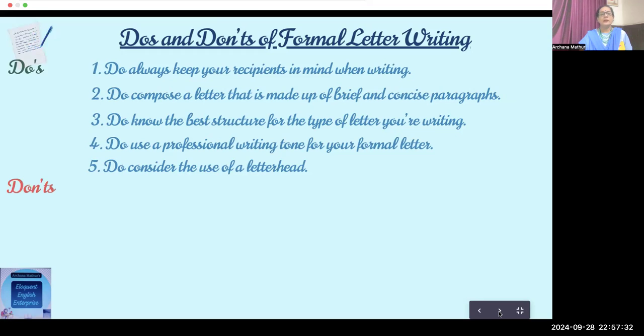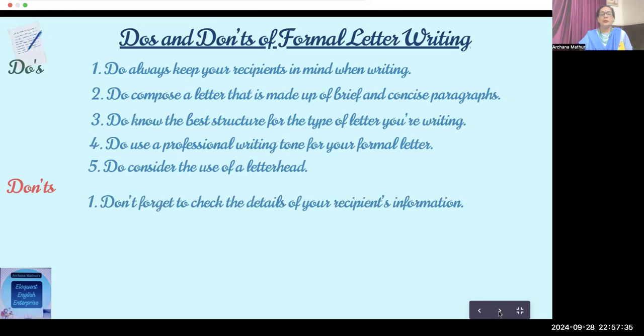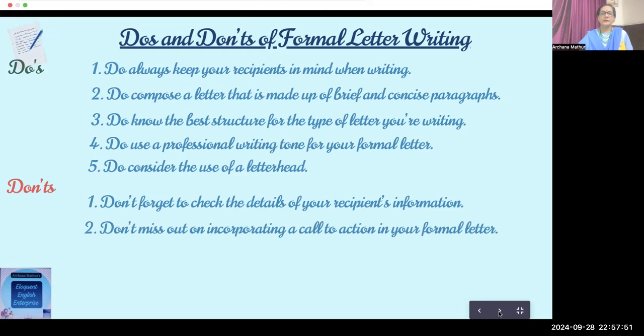Now we'll discuss the don'ts. Don't forget to check the details of your recipient's information. Again, as I just told you, be very sure of who you are writing to. Your salutation should not be in contrast to what you are actually writing or to whom you are writing.